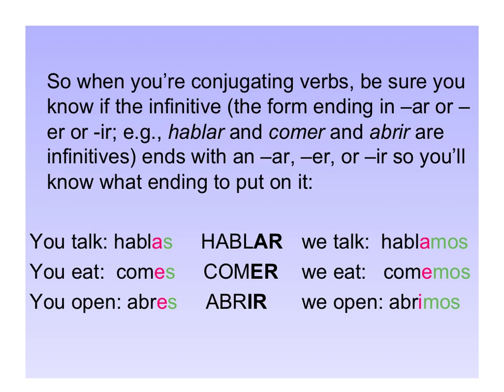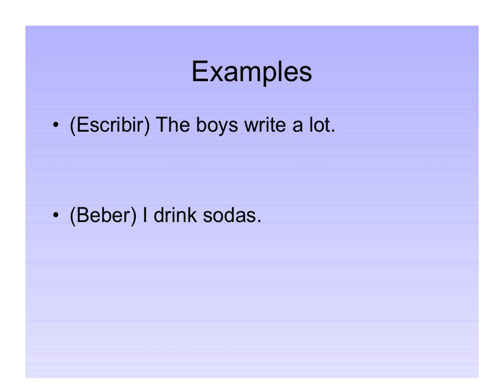Okay. So if you're conjugating a verb, you have to know what the verb ends in. So that's why you have to memorize the vocabulary. So you have to know hablar is spelled A-R, and comer is spelled E-R. And abrir, or escribir, is written with an IR. Okay, so we'll do some examples.